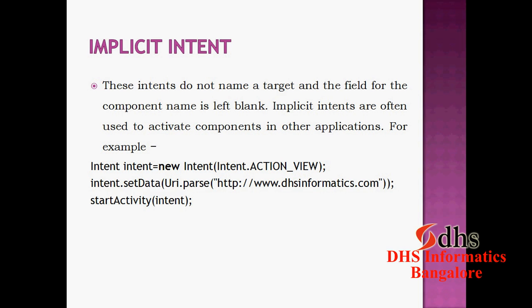Next thing we have is implicit intent. These intents do not name a target and the field for the component name is left blank. This implicit intent is going to interact with other applications. For example, if I want to fetch an image, from my application I'll connect to the gallery application, or if I want to capture an image, I'll open the camera application. It means my application is different and the camera application is different, so I'll call the camera application through my application.